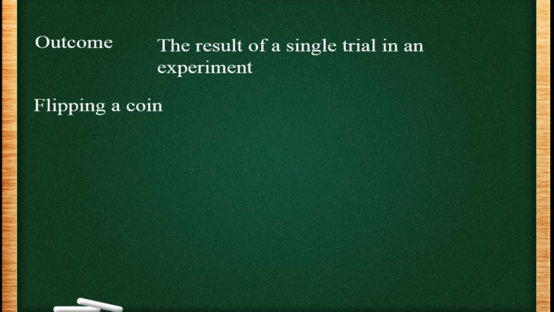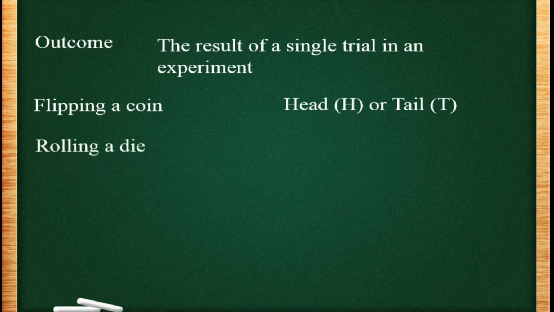In the experiment flipping a coin, there are 2 possible outcomes, either a head or a tail. When the head is exposed, the outcome is head. When a die is rolled, 1 or 2 or 3 or 4 or 5 or 6 is exposed. If 3 is exposed, that is the outcome.